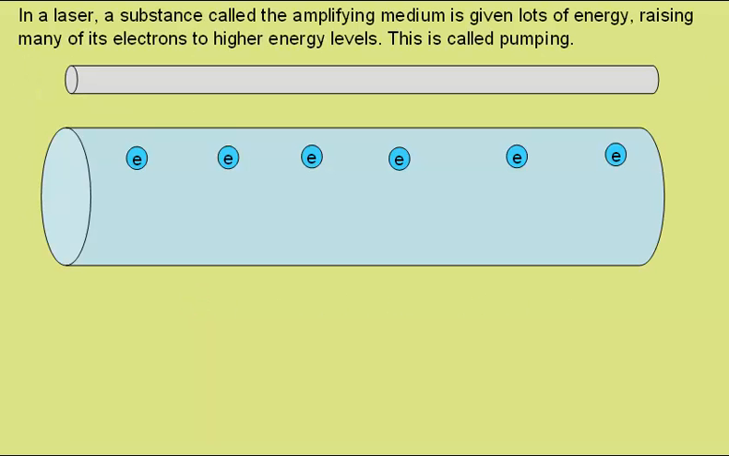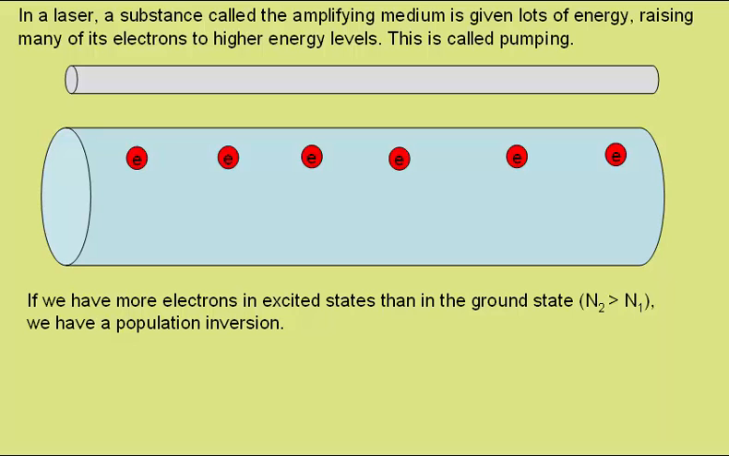In a laser, a substance called the amplifying medium is given lots of energy, raising many of its electrons to higher energy levels. This is called pumping. So this is a lamp which will light and raise the electrons to higher energy levels, like this. If we have more electrons in excited states than in the ground state, so the number of electrons in the higher state 2 is greater than the number of electrons in the lower state 1, we have what's called a population inversion. This is essential for a laser to work.